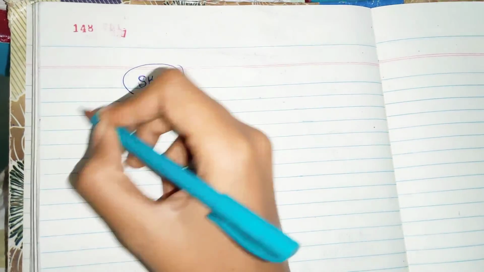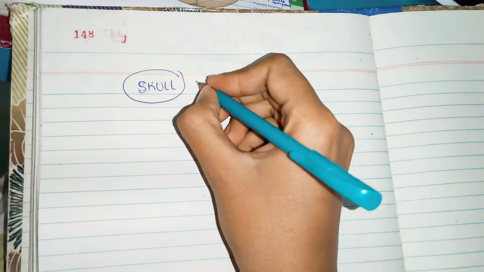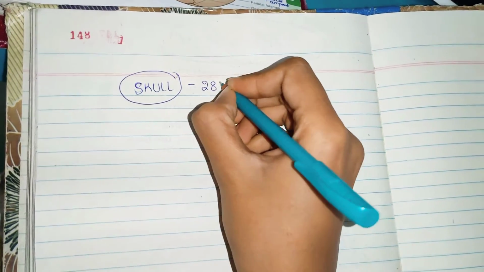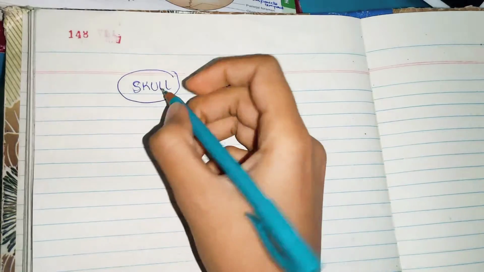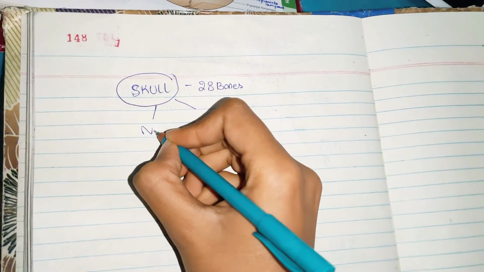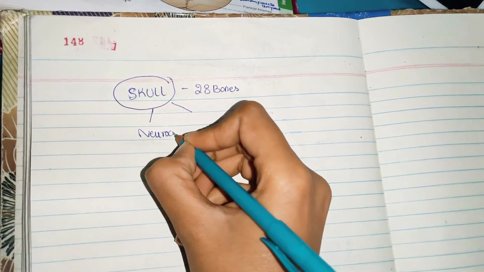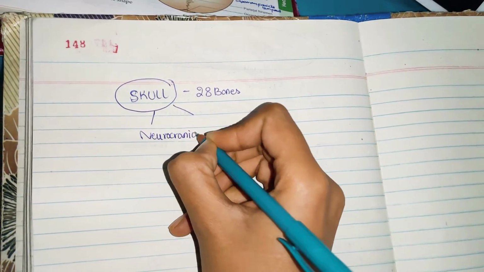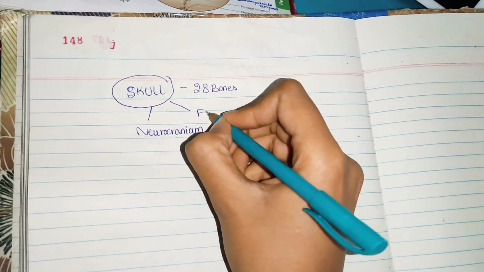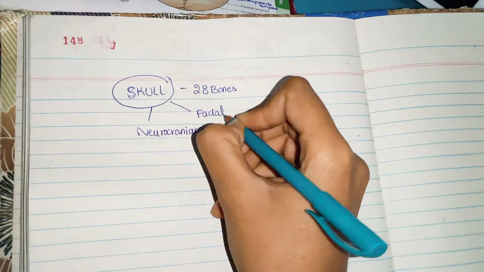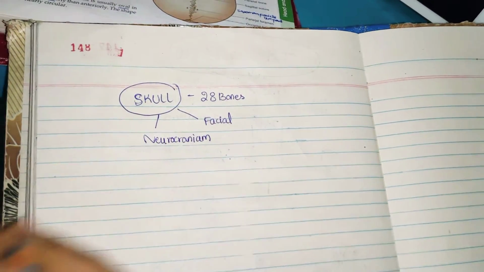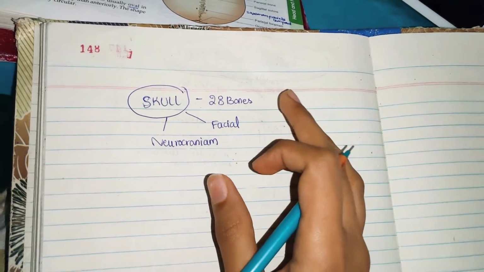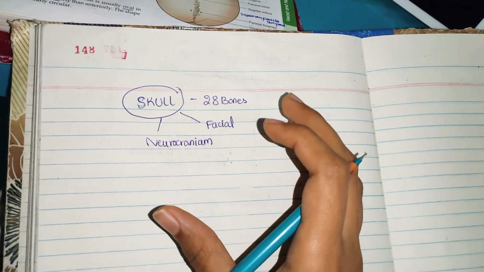Okay, so in skull actually you have a total of 28 bones. The skull is divided into two parts. One is the neurocranium, and the other one is the facial bones. So like this, the skull is divided into this type. So total you have 28 bones. So first we will see the different bones of the skull.